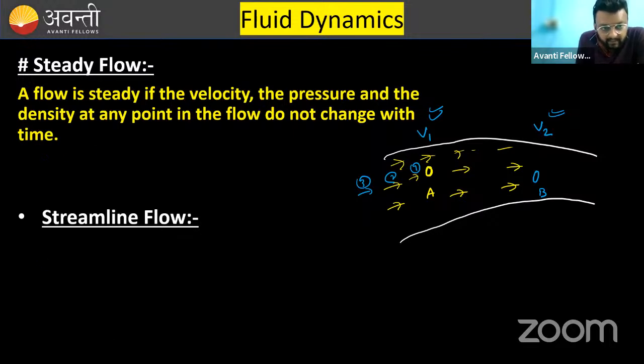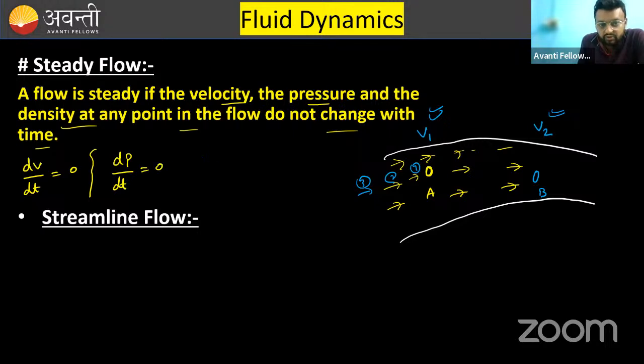If velocity, pressure, and the density at any point in the flow do not change with time, then pressure is not changing, velocity is not changing. That means the rate of change of velocity, dv over dt, is zero, because velocity is not changing. Another condition is that pressure is not changing, so dp over dt is also zero. Another condition, density is not changing, so the rate of change of density is also equal to zero.